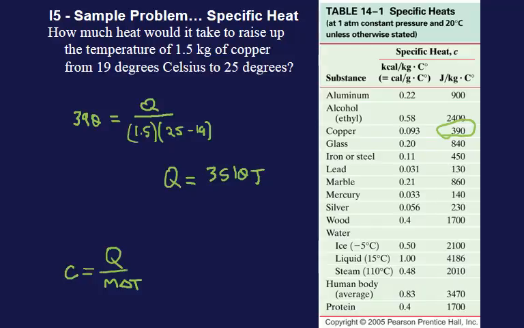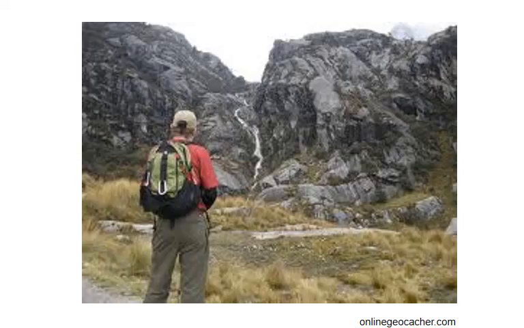We know the mass, we know the temperature change, we know the specific heat of copper. And again, on your equation sheet, it looks like this, MC delta T. All right, so if you remember back in this unit, we looked at how we can figure out what different objects are based on their specific heat.